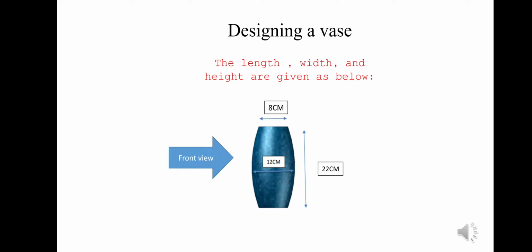For the product designer to design the vest, they need to use integration calculation to estimate the area and the volume under the curve. The length, width, and height are given as below. The length of the opening is 8 cm, the width is 12 cm, and the height is 22 cm. We can use the data to calculate the area and the volume of the vest.